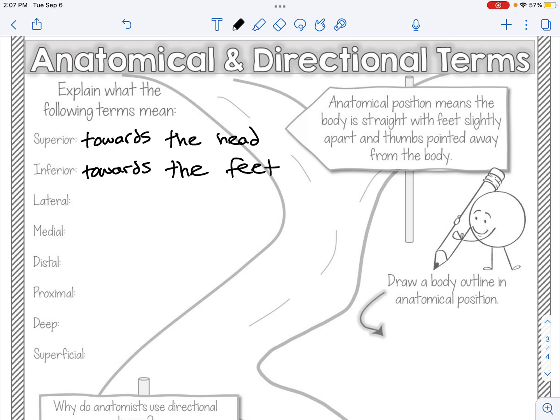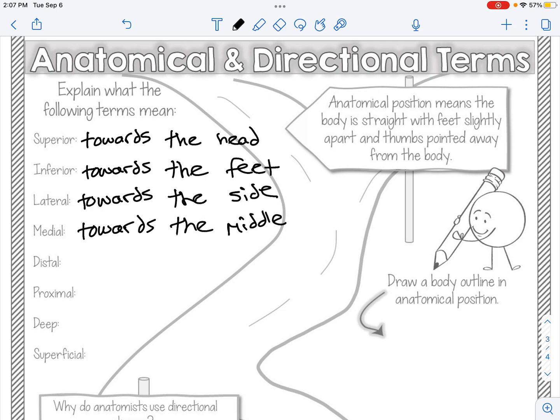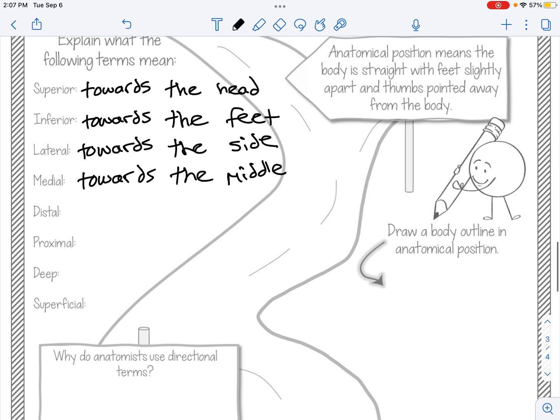Lateral means toward the side. And medial is towards the middle. You can see that these are opposites of each other. So for the honors people, when I said to draw 2 directions, that's what I mean. Pick ones that kind of go together. They're opposites of each other.